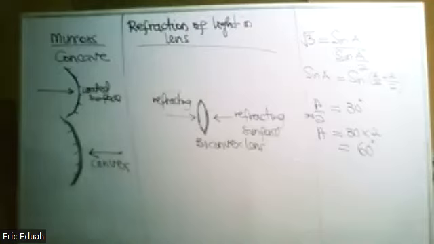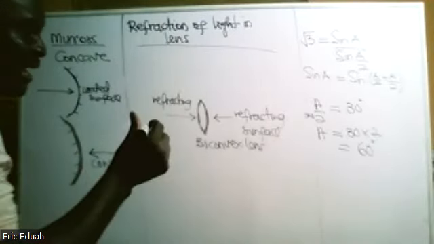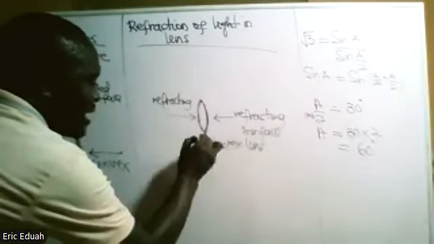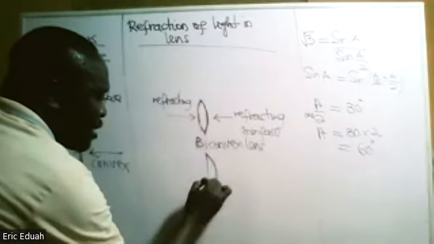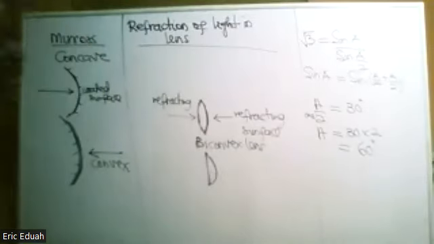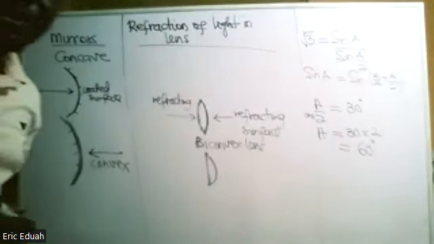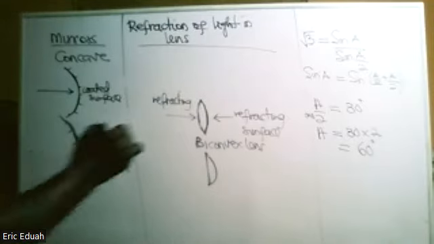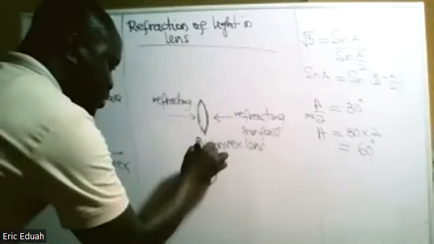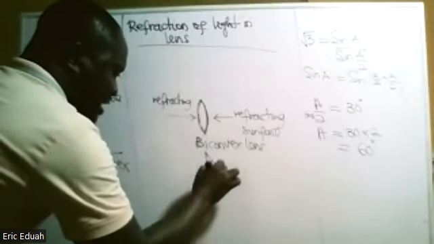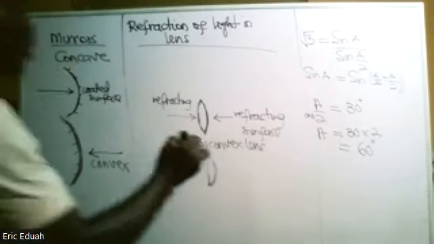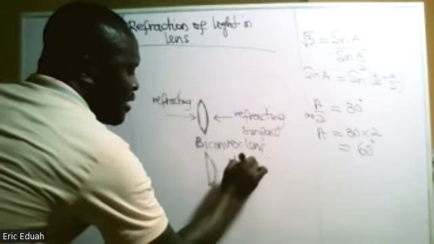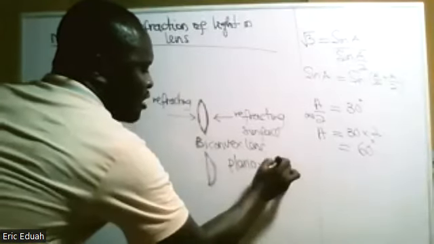Now, this is biconvex. The other one is the plano. The plano has one refracting surface. Okay, so if you see a straight side and then a curved side, the plano has only one refracting surface. So we call this a plano convex lens.